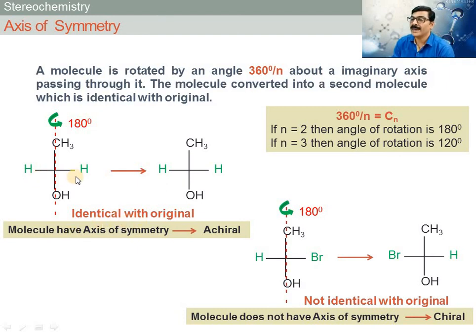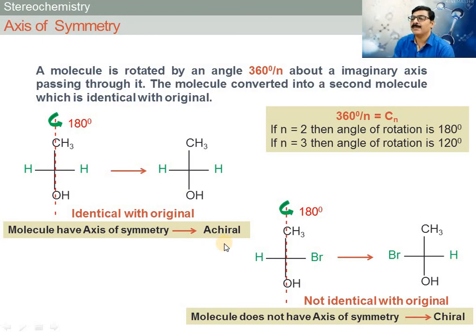Now if you rotate at 180 degree, then the positions of both the hydrogens are similar to the original, means an identical molecule is obtained after the rotation of 180 degree, and such molecule contains here the axis of symmetry, and if a molecule has axis of symmetry, then such molecule is an achiral molecule.